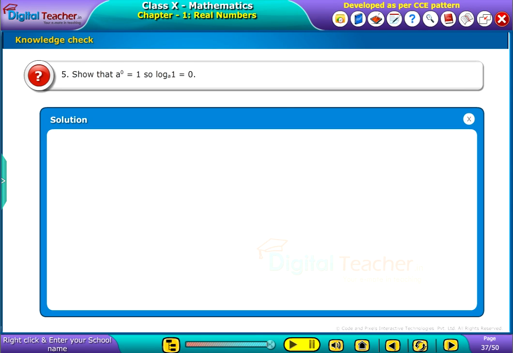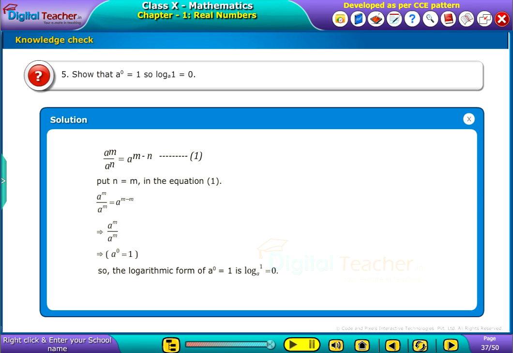Show that a power 0 is 1. So log 1 to the base a is equal to 0. Since a power m by a power n is equal to a power m minus n, put n equal to m in equation 1. Then we get as follows. So the logarithmic form of a power 0 equal to 1 is log 1 to the base a equal to 0.